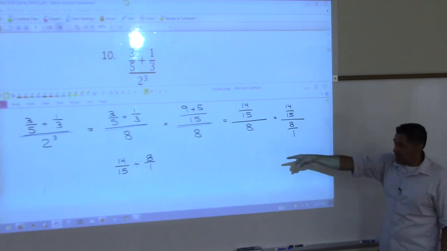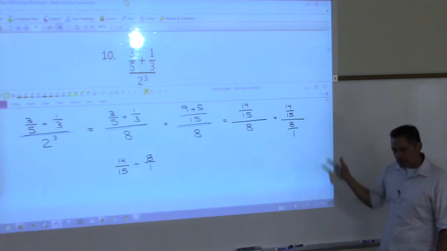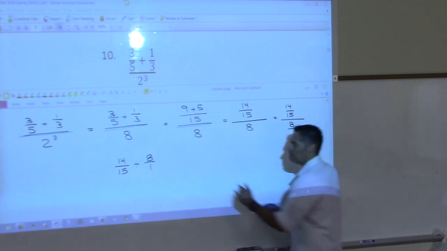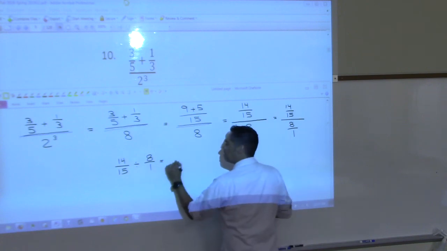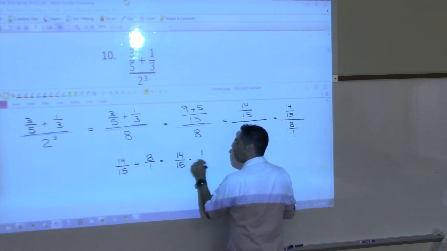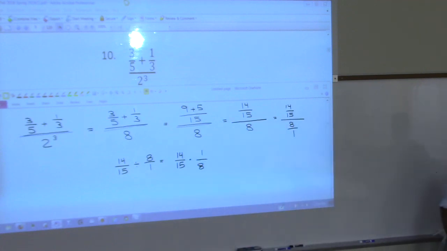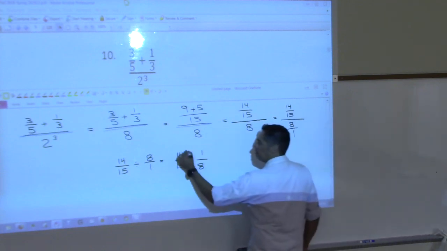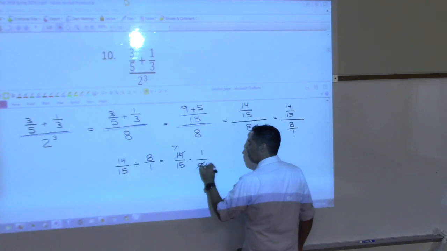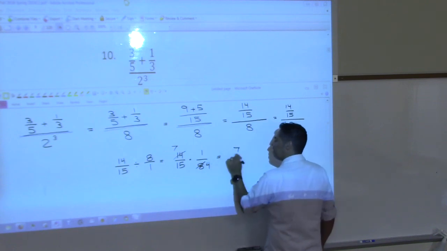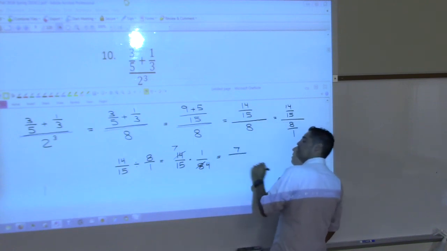And so how do we do that? You have to flip the second one over and make it multiplication. So this becomes 14 over 15 times 1 over 8. And now we're back to where we started class, aren't we? And I can actually reduce. 2 goes in there 7, 2 goes in there 4. So you get 7 over 60.